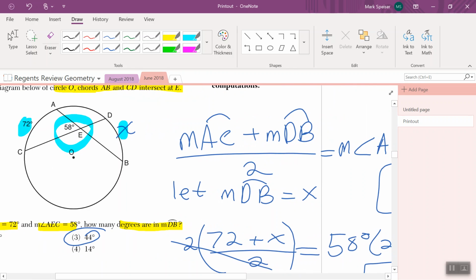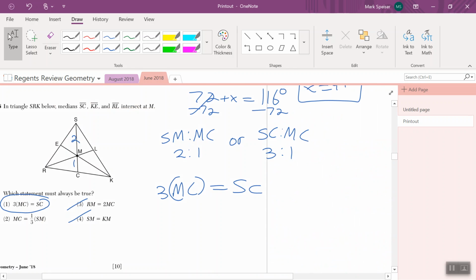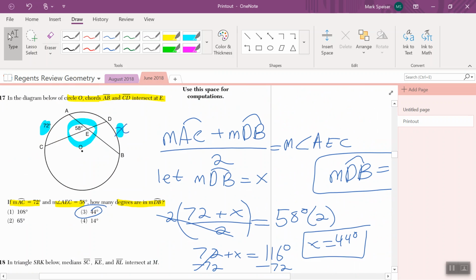Anytime you have two intersected chords, it's the formula you use. So, measure of arc AC plus the measure of arc DB divided by 2 equals measure of angle AEC. Call the measure of arc DB x. Substitute into the formula, so 72 plus x divided by 2 equals 58 degrees. Multiply both sides by 2. 58 times 2 is 116.